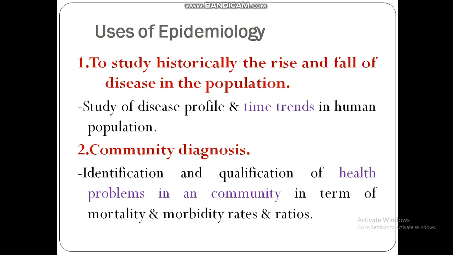The second one is community diagnosis. In community diagnosis we can do the identification and qualification of health problems in a community in terms of mortality and morbidity rates and ratio. Through the morbidity and death rate and ratio, according to this we can find out which type of disease is more prone.